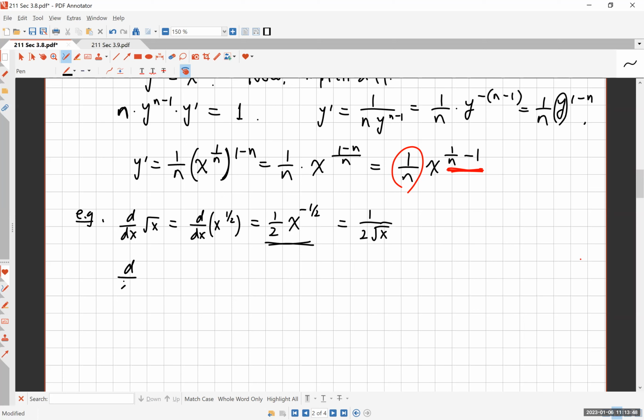All right. So what is d dx of x to the 1/17? This is the 17th root of x. Why would anybody want to take the derivative of the 17th root of x? I have no idea. But if somebody did want to do that, this is how you would solve that. It's 1/17 times x to the 1/17 minus 1, which is negative 16/17. All right. Or you can write this this way.